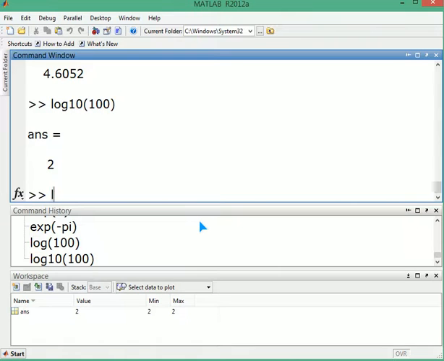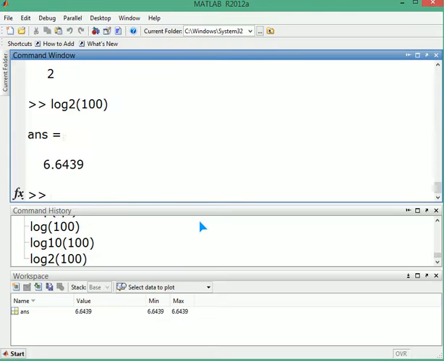We can also compute log base 2, so 100, and you know that this is a particular value. Let's take some other value which may give an integral result. So 2 to the power 4 is 16. This is the answer. So this is all about the basic mathematical functions.